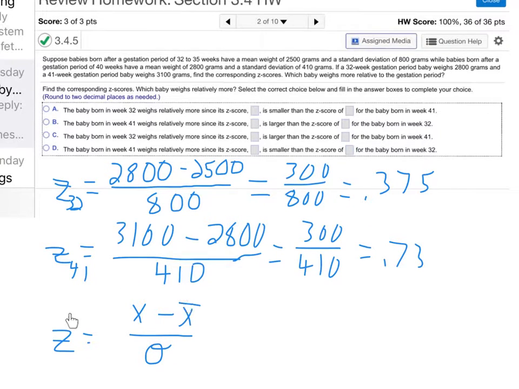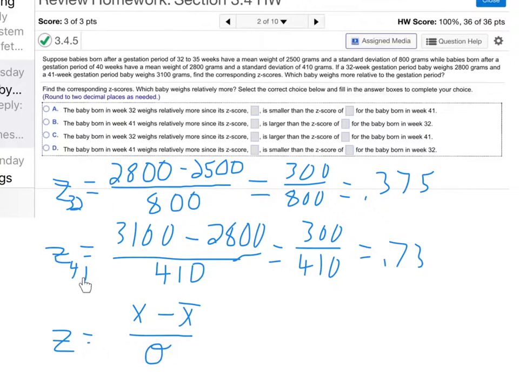So here's the formula for finding the z-score. It equals the score you're given minus the mean, over the standard deviation. So for the 32-week baby, the value given up here was 2,800 minus the mean, divided by the standard deviation. And you work that out, it comes out to 0.375.